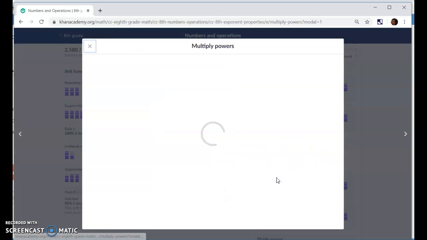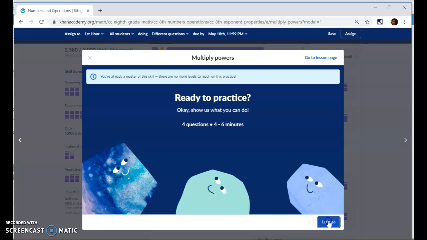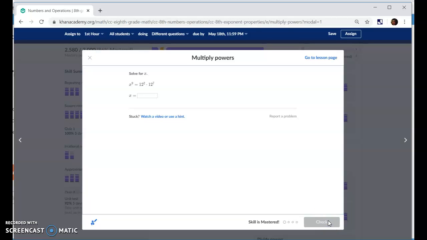Okay, multiply powers. Okay, x to the 9th power is equal to x to the 2nd power times, I'm sorry, not x, 12 to the 2nd power times 12 to the 7th power. What is x equal to? X is the base number, so then that would be 12. X is equal to 12. Okay, that's all it's asking us.